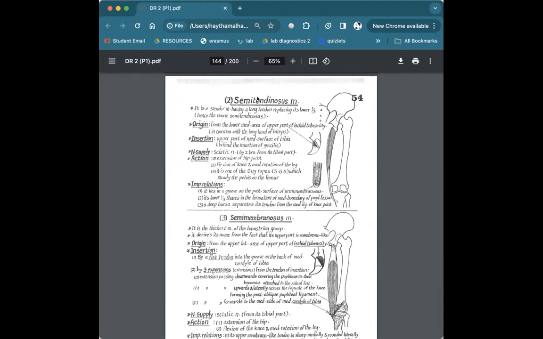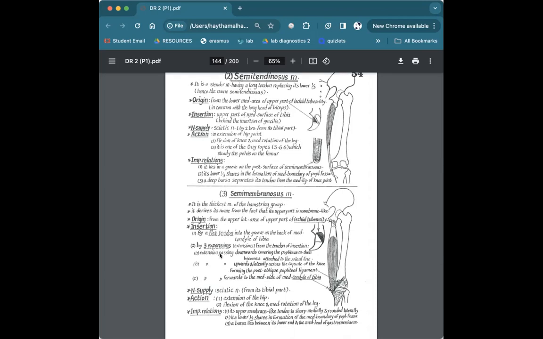Then you have the two others, semitendinosus sleeping on the semimembranosus, both of them found more medially. Origin, you see, ischial tuberosity, both of them. Insertion of the semitendinosus is on the upper part of the medial surface of the tibia. The other one is the medial condyle. Insertion here, where is it? Back of the medial condyle of the tibia.